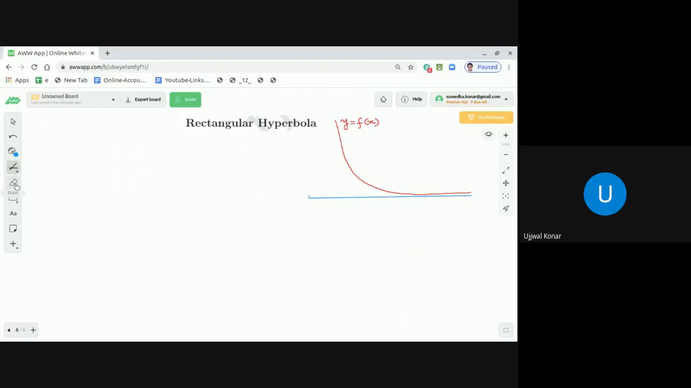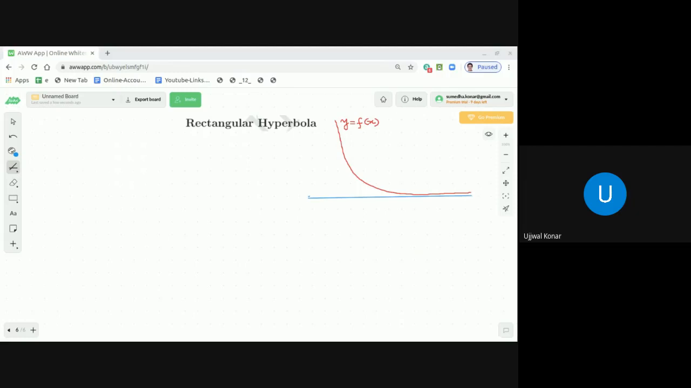Now, in context of the hyperbola, what are asymptotes? I can give you a diagram from our previous session to understand how an asymptote looks for a hyperbola.